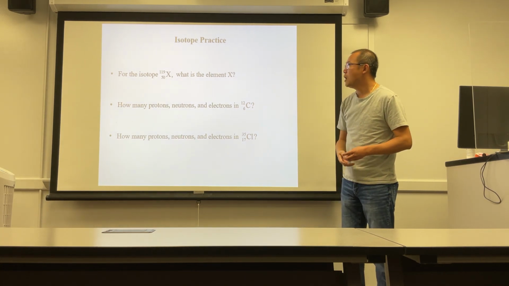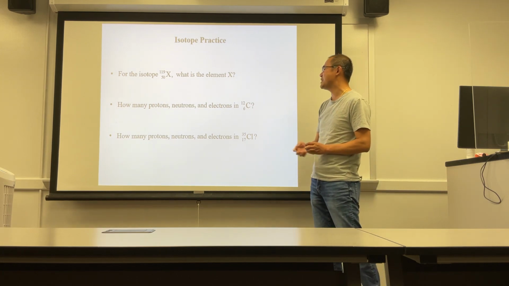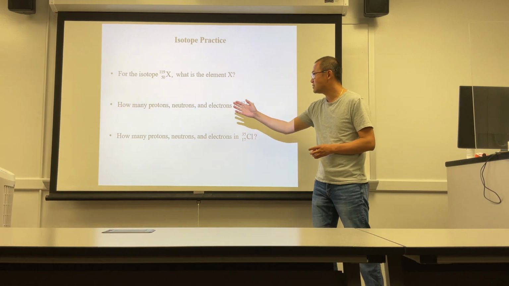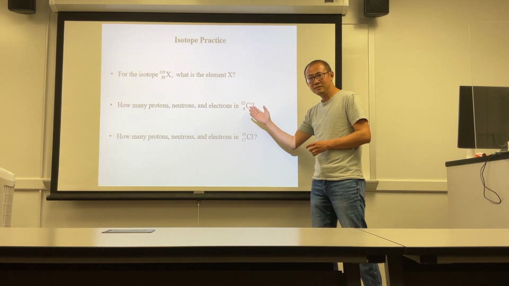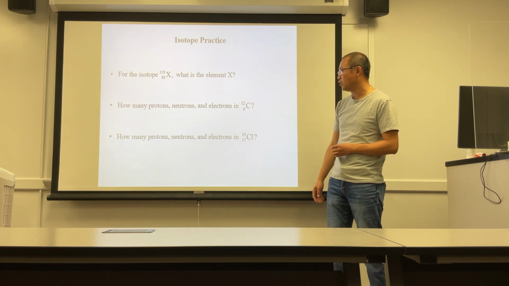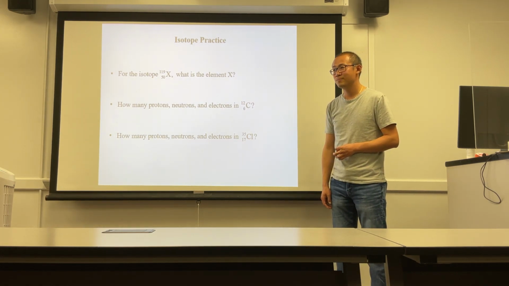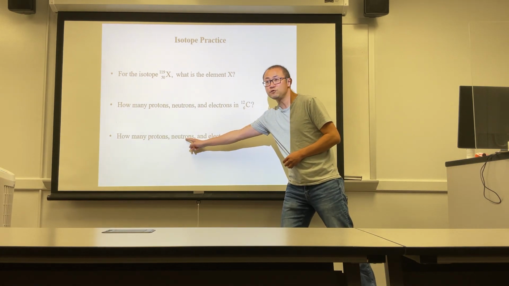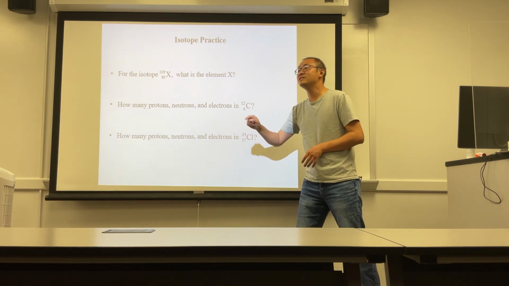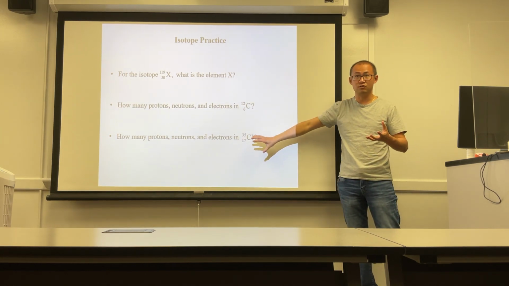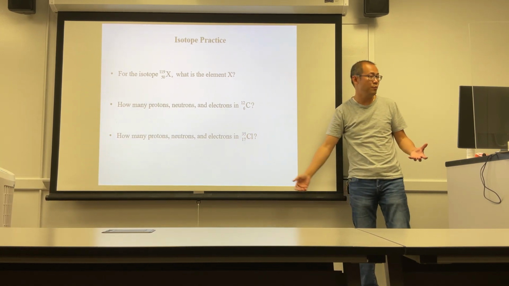Very good. Number 2, how many protons, neutrons, or electrons in carbon-12? 6 protons, 6 neutrons, and what? 6 electrons. Very good. Here, how many protons, neutrons, and electrons are in chlorine-35? 17 protons, 18 neutrons, and 17 electrons. Perfect, guys. Okay, again, the reason we do this, I want you to get used to the notation, because we will use it a lot.